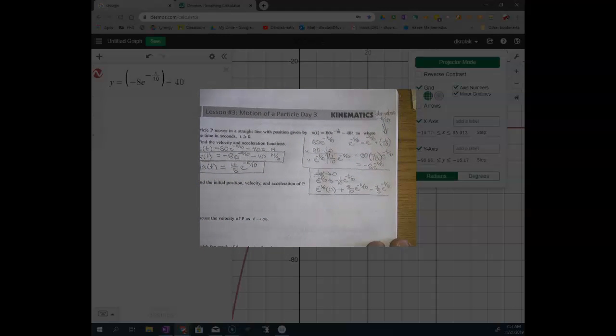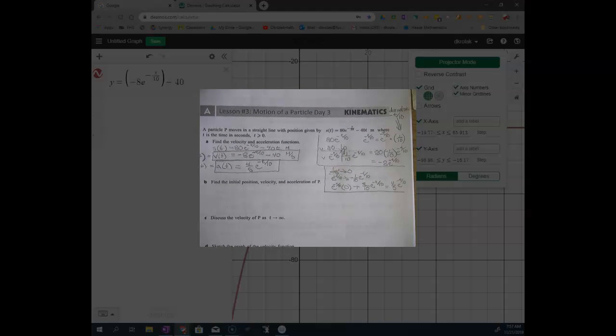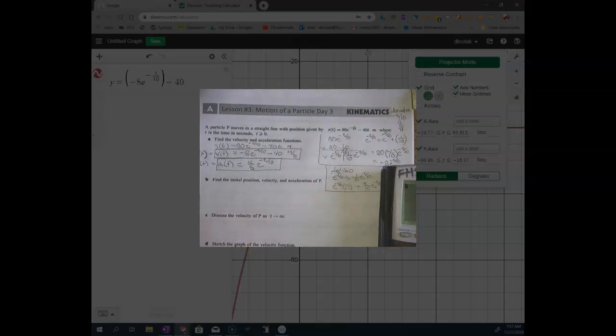All right, grab a calculator so we can do our initial positions and stuff. So we got S is 0, V is 0, A is 0. Okay, Zach, you find S is 0. All right, Mickey, you calculate V is 0. Jesse, you calculate A is 0.